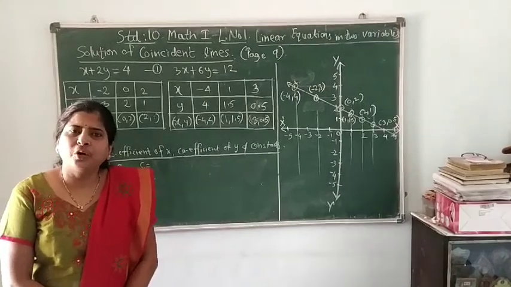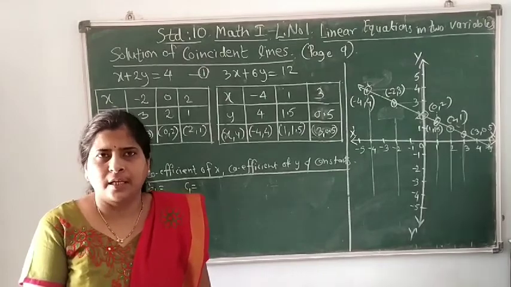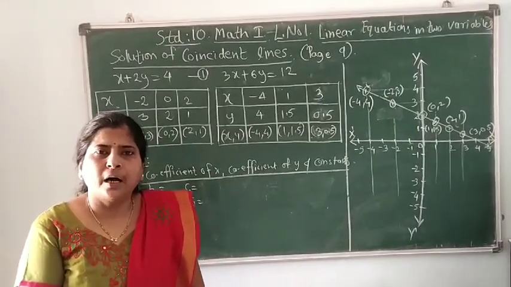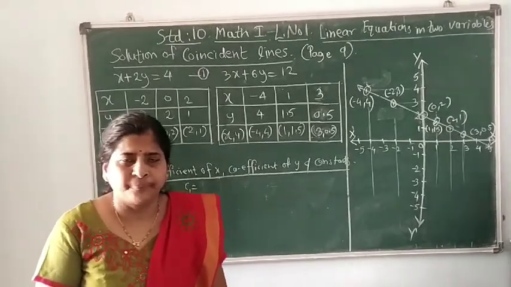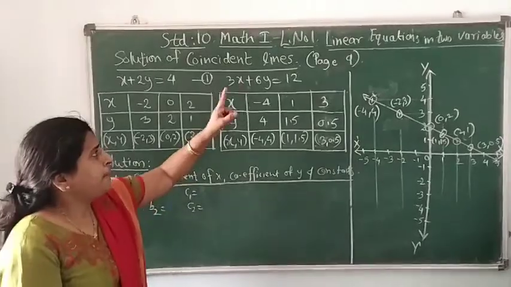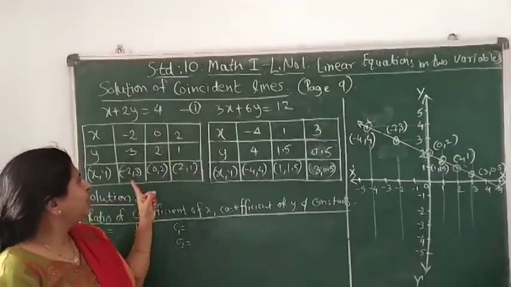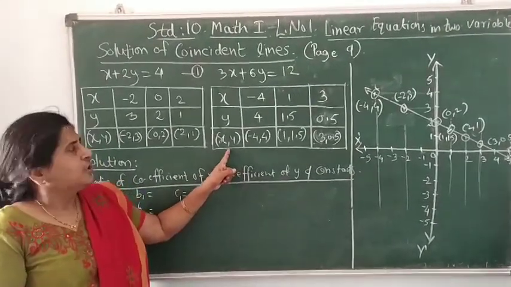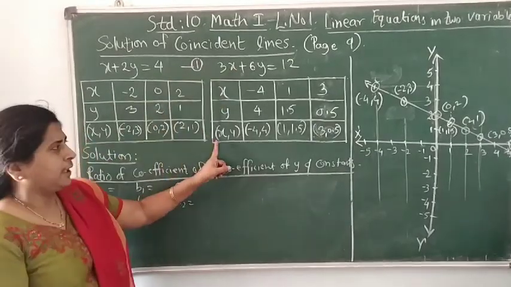Hello, today we are going to see what is the solution of coincident lines. For this, we are going to study the part given on page number 9 of Mathematics textbook part 1, lesson number 1. On page number 9, we have two equations, and below the two equations we have a table. We have copied the same equations and table for it.